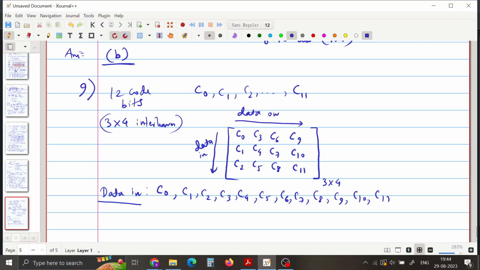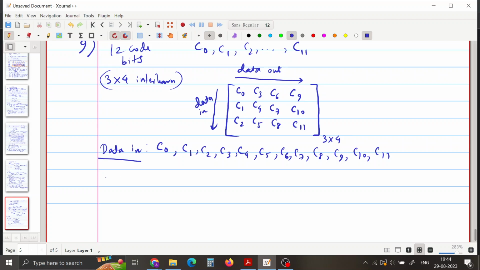This is data out. So your transmitted data that is read out is row wise. First row, then second row, then third row, like this. Then what will be the sequence if you travel along the row?